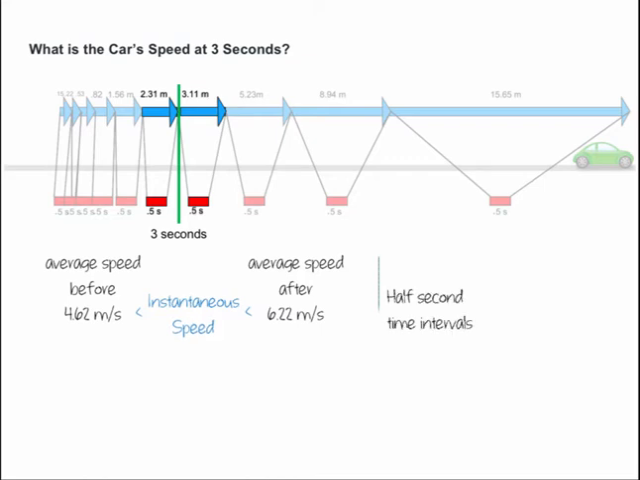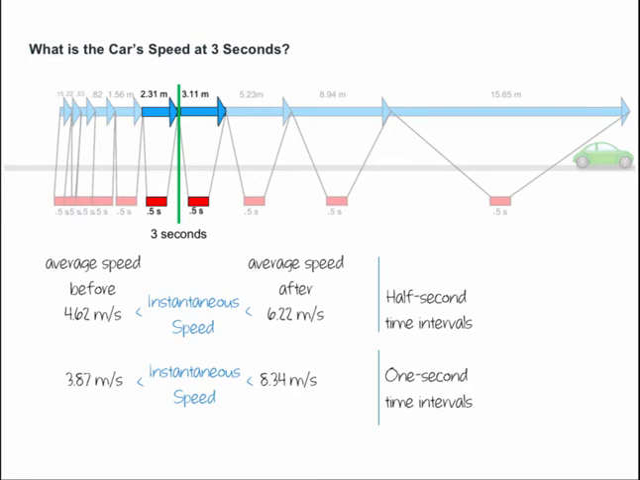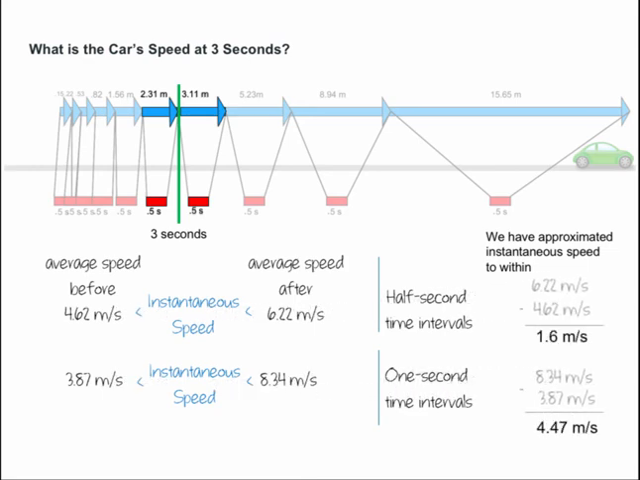This one is for half-second time intervals. When we used 1 second intervals, we found that our instantaneous speed was between 3.87 and 8.34 meters per second. We can see how accurate each approximation is. Since the half-second intervals give us an approximation within 1.6 meters per second of the actual value, which is smaller than the 4.47 meters per second for the 1 second intervals, this tells us that the half-second intervals produce a more accurate approximation.